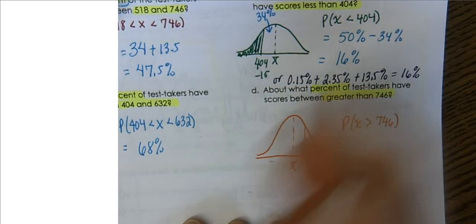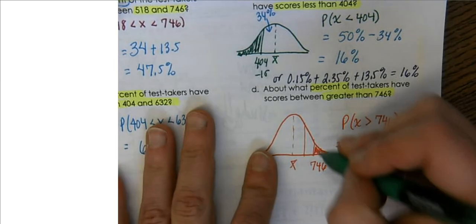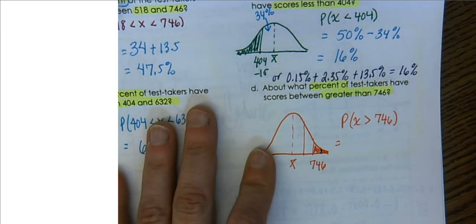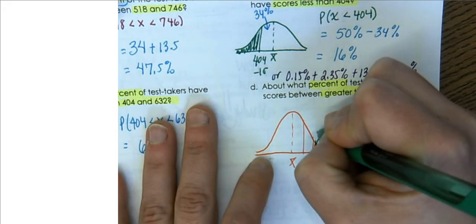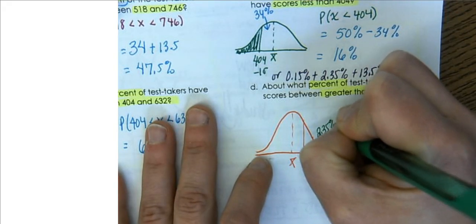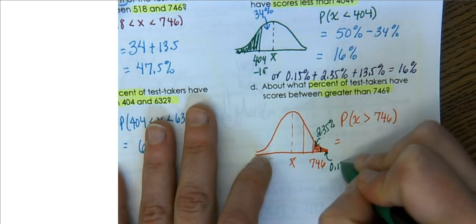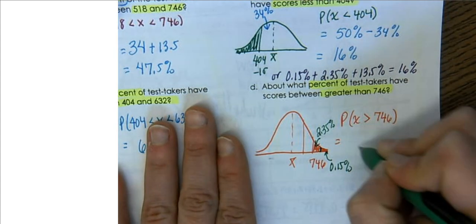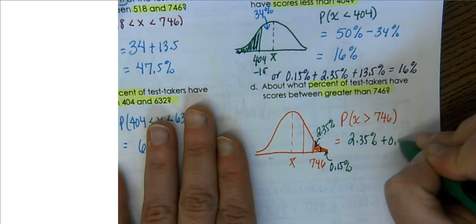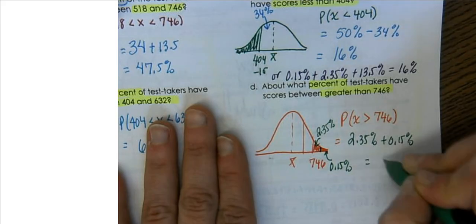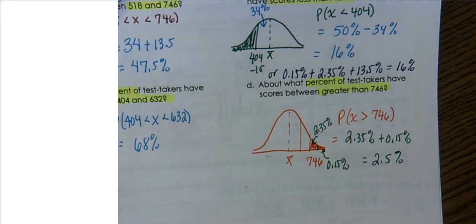So when I'm looking at this, one thing that you could do is you could recognize that here's 3 standard deviations above the mean, and this space right here is 2.35%, and this space right here is 0.15%. So we are just simply adding the numbers 2.35% plus 0.15% to give a total of 2.5%. And that is our answer.